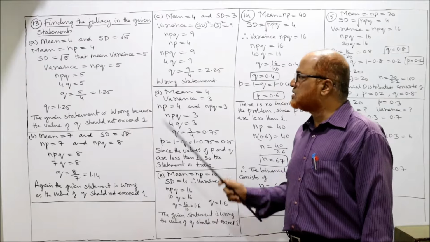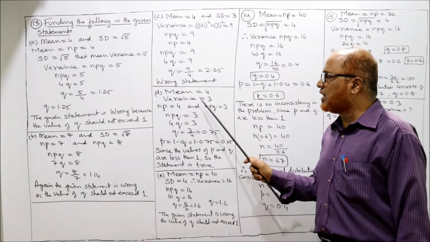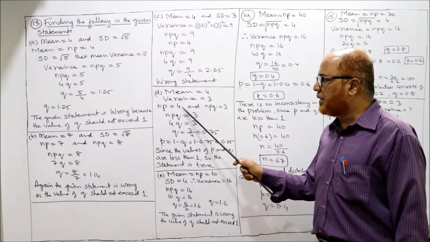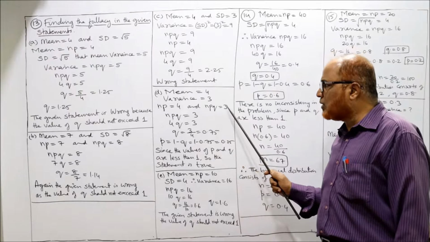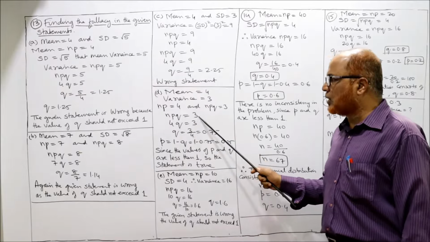Because the value of q is exceeding 1. Here, mean is equal to 4, variance is equal to 3. Now we'll check. Mean formula is NP. NP is equal to 4 and NPQ is equal to 3. Variance is 3, right? So NPQ is equal to 3.